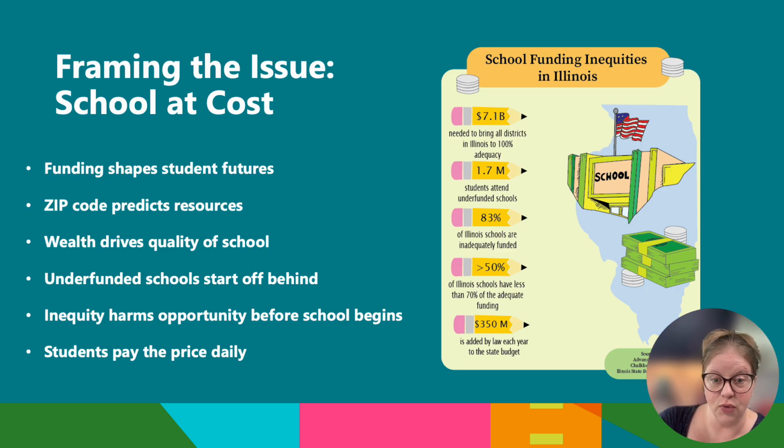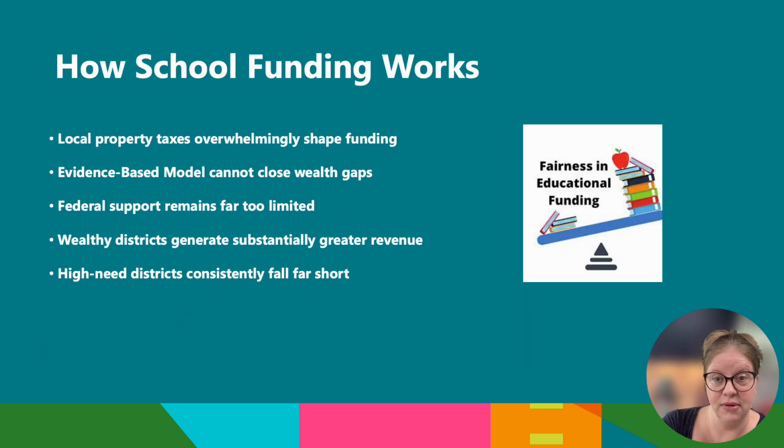So underfunded schools and areas with lower income housing and taxes start off behind before they even step foot into the building. This harms opportunities for those children and students long before school even begins. And the only one paying the price here is not the system that controls this, but the students.